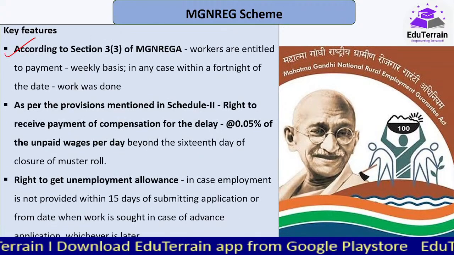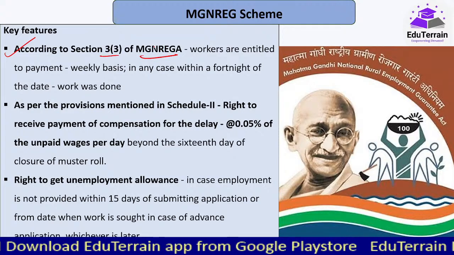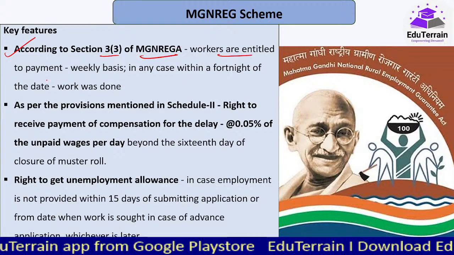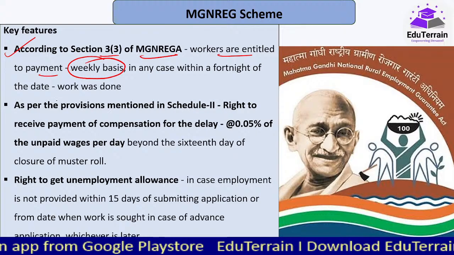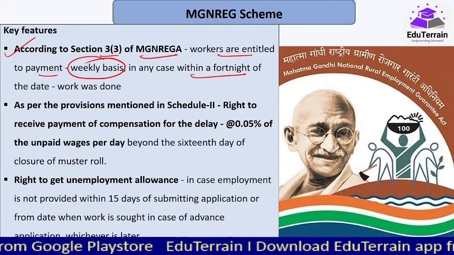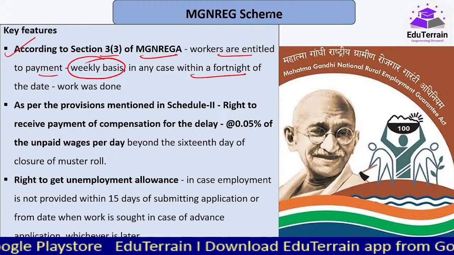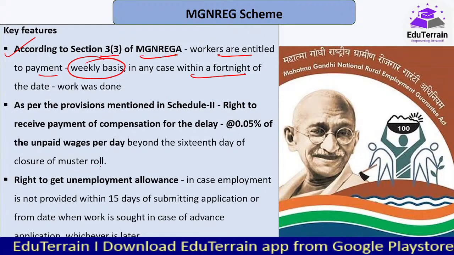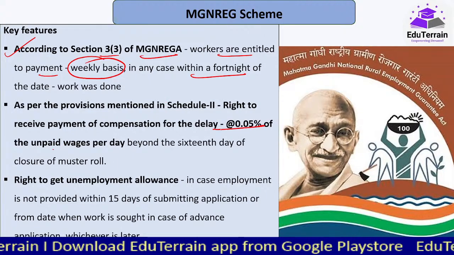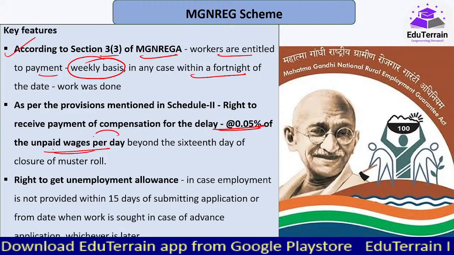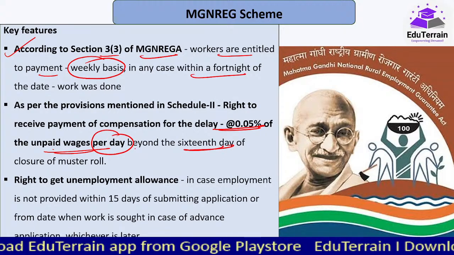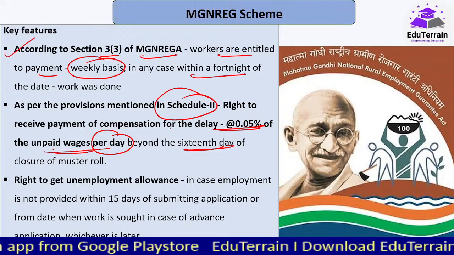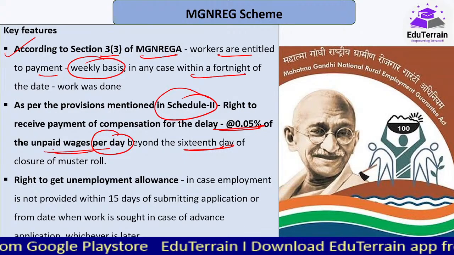And according to section 3.3 of MGNREGA, there are various sections under this act under which workers are entitled to payment on a weekly basis. In any case, within a fortnight of the date after work is done, not beyond that. What will happen if they go beyond that? They have to pay 0.05% of the unpaid wages per day beyond the 16th day of the closure of the muster roll, and this is as per the provisions mentioned in Schedule 2 of the MGNREG Act.